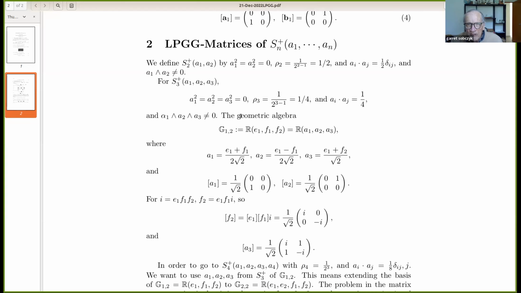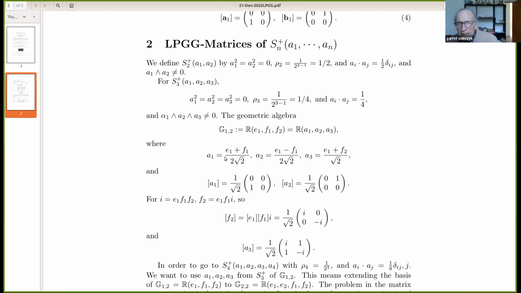Okay, so the geometric algebra G1,2 is defined by three vectors. Well, we call one a Euclidean vector because E1 squared is equal to 1, and 2 pseudo-Euclidean vectors, which have square -1, and they all anti-commute. Now I want to construct these three vectors, E1, F1, and F2, in terms of these three null vectors, which have square 0. I call them A1, A2, and A3. And here's how we define it.